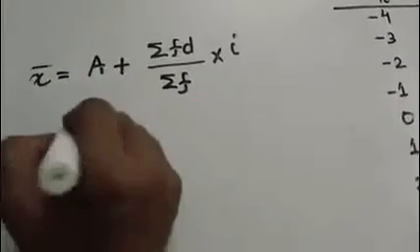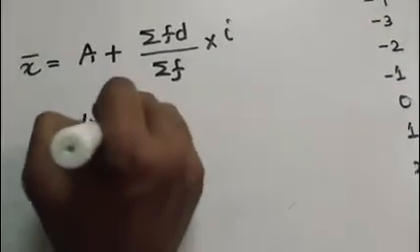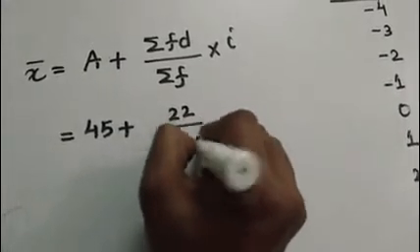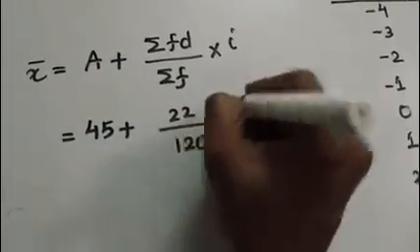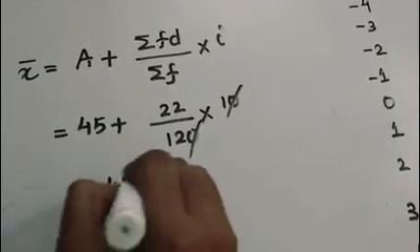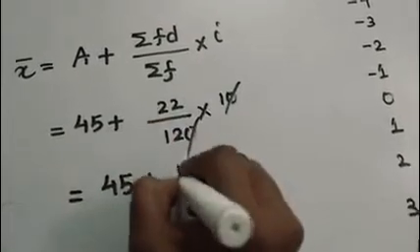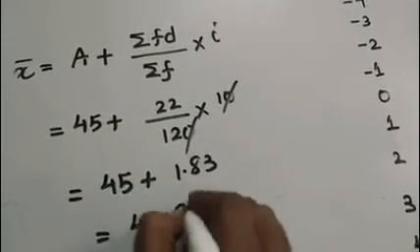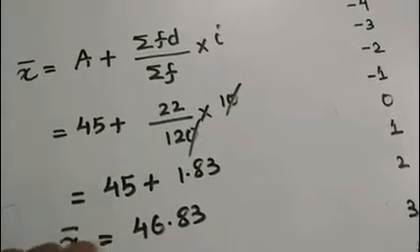Now the assumed mean was 45, summation over FD was 22, divided by 120, summation over F, and I is 10. The 0s cancel, so 45 plus, if you divide this you will get 1.83, and finally your answer is 46.83. Your answer will be the same.